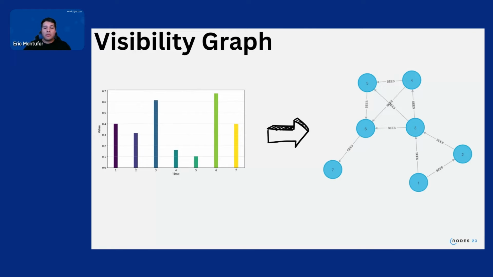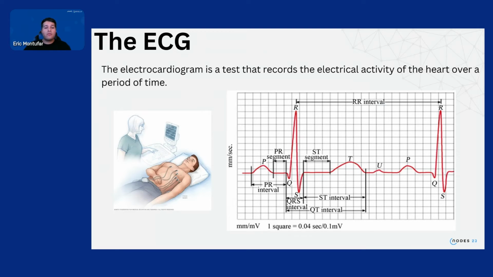So now I will explain a little bit about the data set I use for my use case, because I use the visibility graph to analyze a particular data set and try to extract some information from it. So I will give you some overview of it. As I mentioned before, this is the electrocardiogram. It's basically a representation of the electrical activity of the heart.